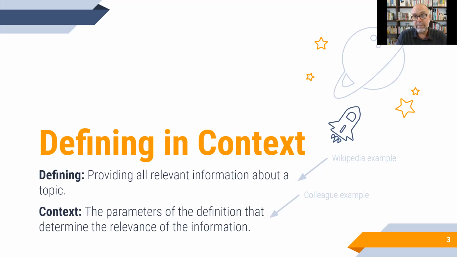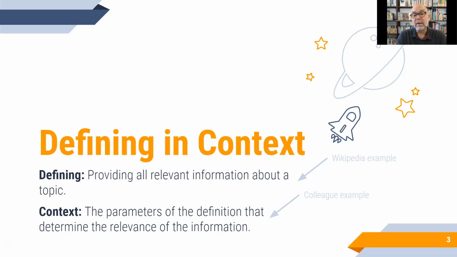So these are my own imperfect definitions of these 2 important words. First of all, defining is providing all relevant information about a topic that you've been asked to define. Context would be like the parameters of that definition, that determine the relevance of the information.